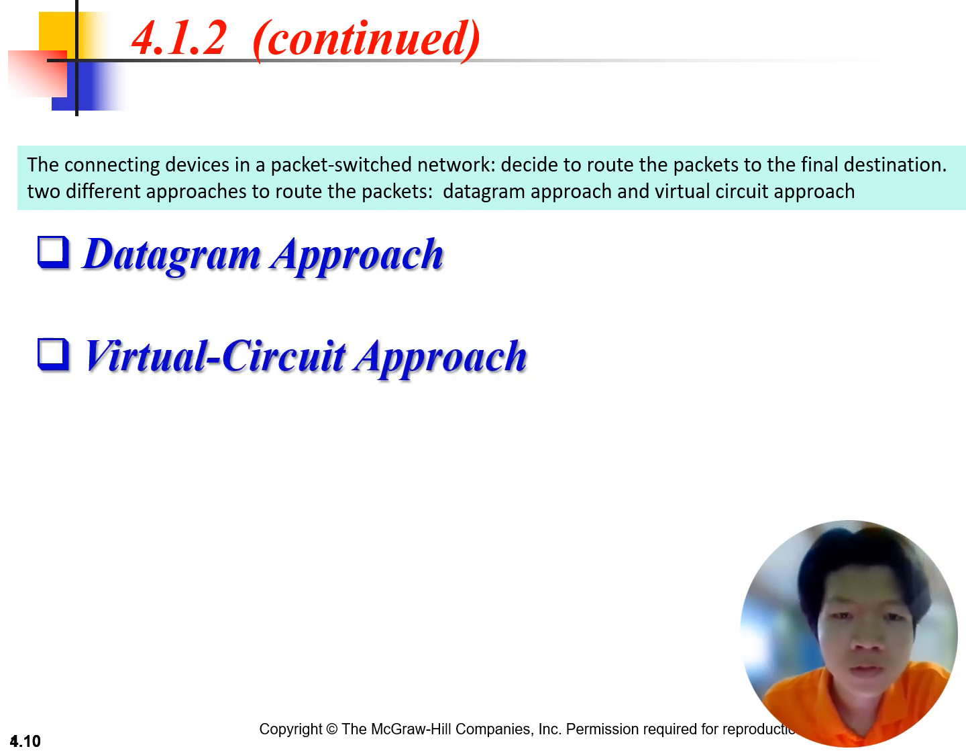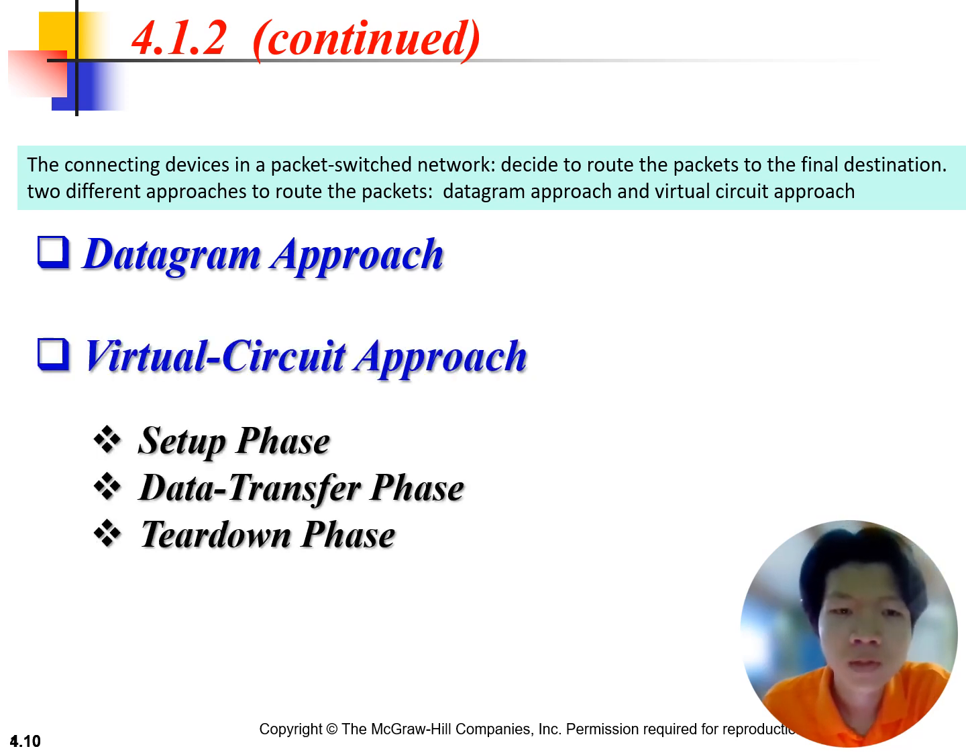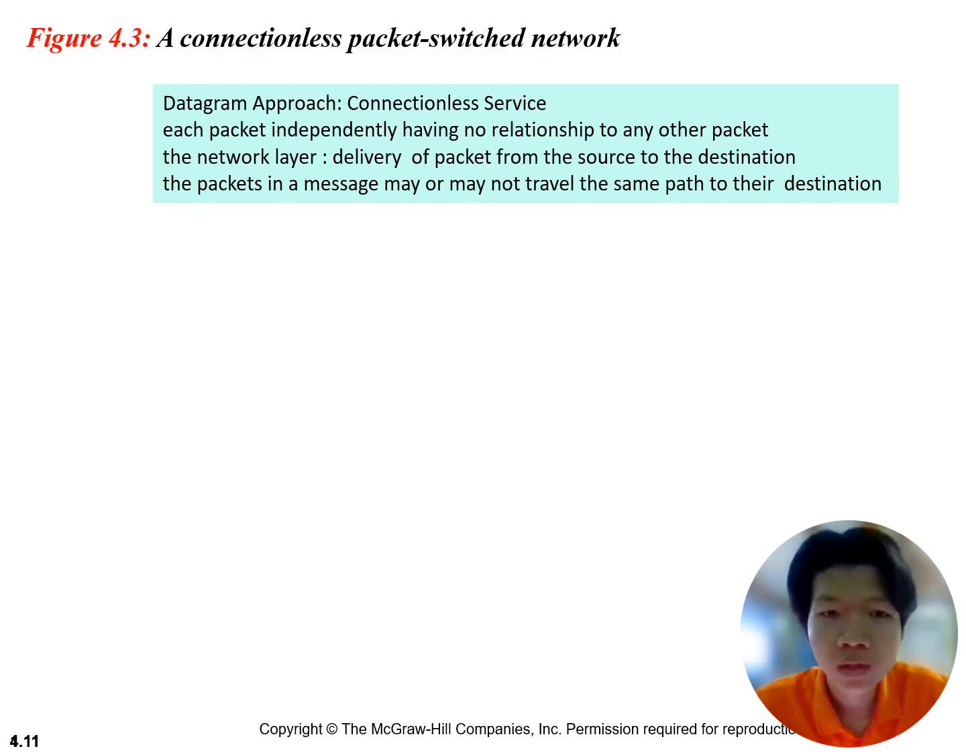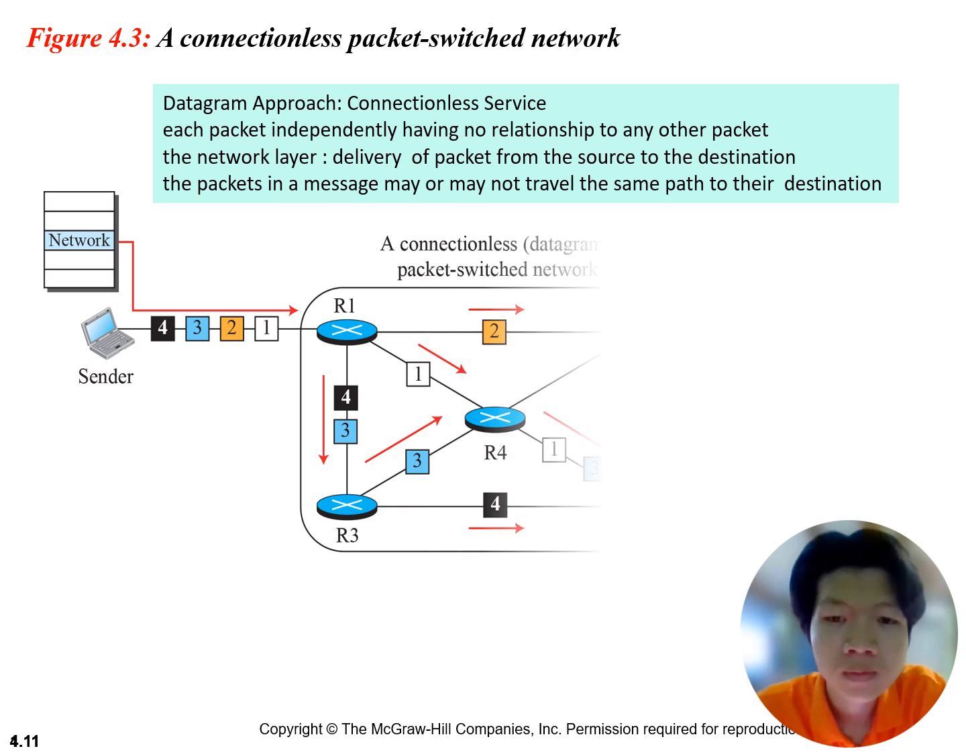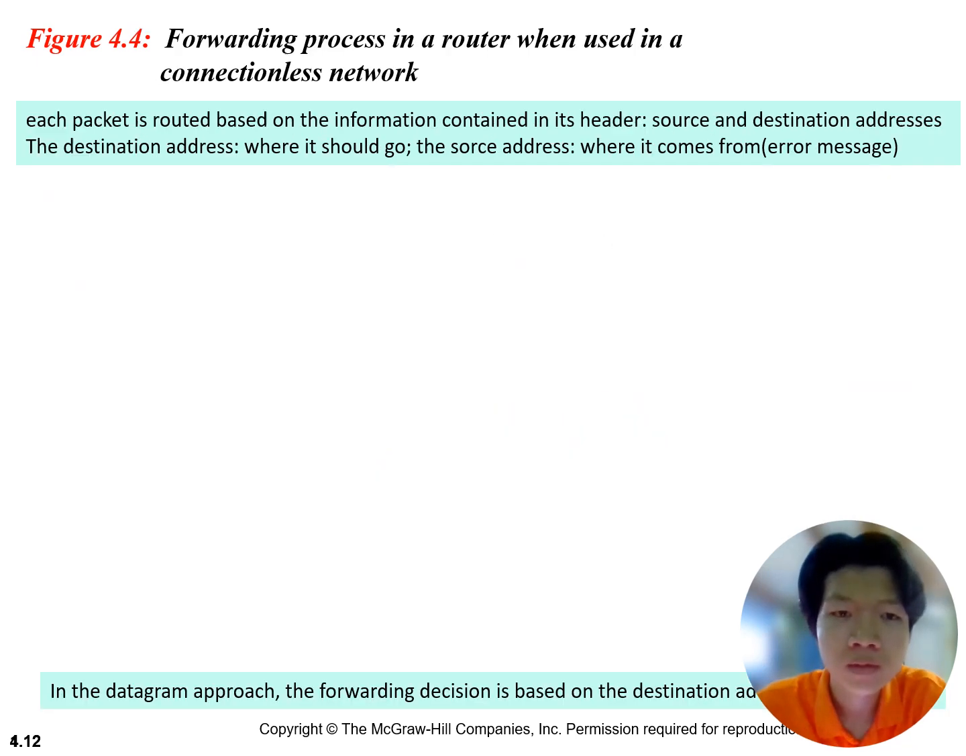The virtual circuit approach has a setup phase, a data transfer phase, and a teardown phase. Here is a connectionless packet switch network. This is the forwarding process in a router when used in a connectionless network.